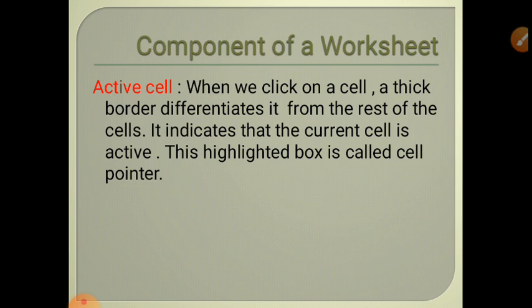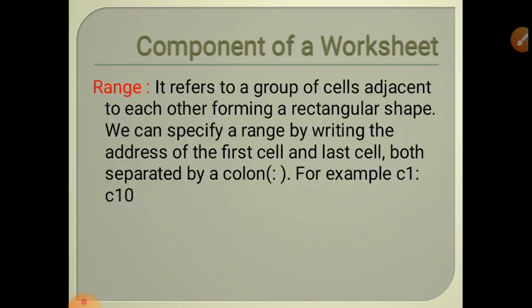Now, the active cell. When we click on a cell, a thick border differentiates it from the rest of the cells. It indicates that the current cell is the active cell. This highlighted box is called the cell pointer.